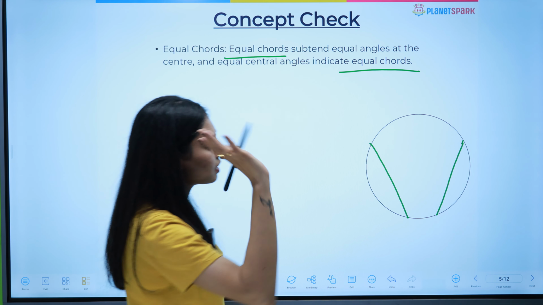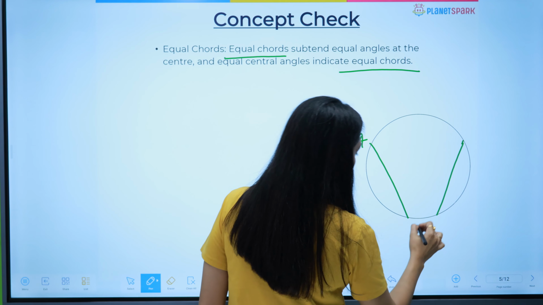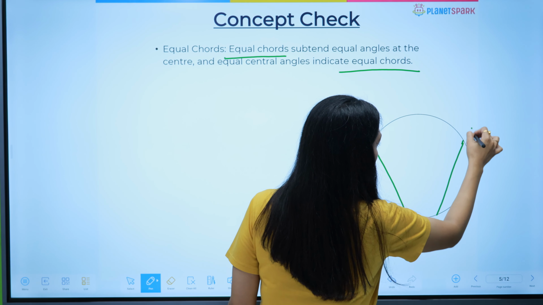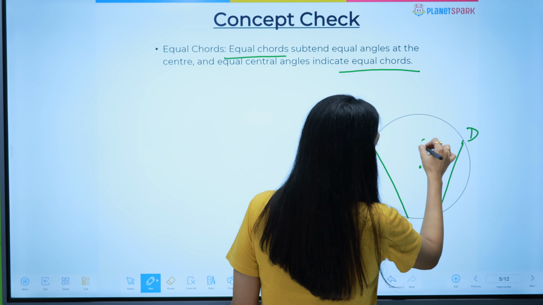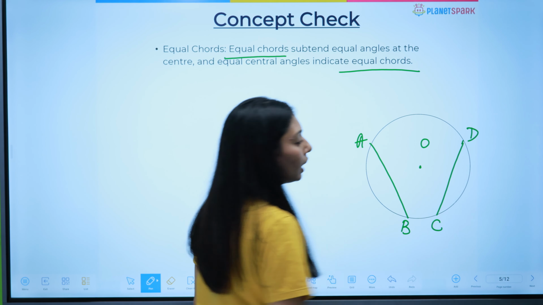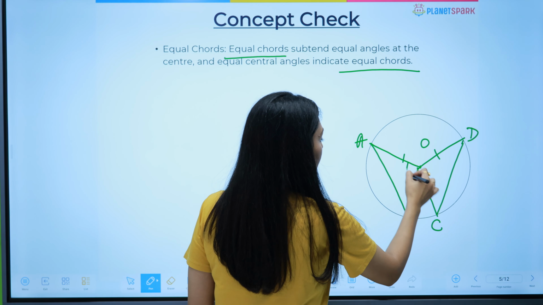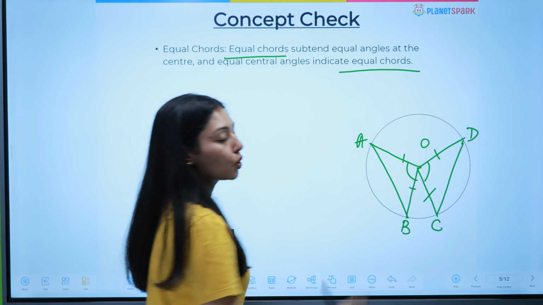Placement आप अपनी मर्जी से कुछ भी ले सकते हो. Let's say these are the chords AB and CD, right? Here we have the center O. क्या करेंगे? OA, OB, OC, OD चारों को join करेंगे. So we have the 4 radii of the same circle. They will all be equal, right? So we have got these angles subtended by these chords here.